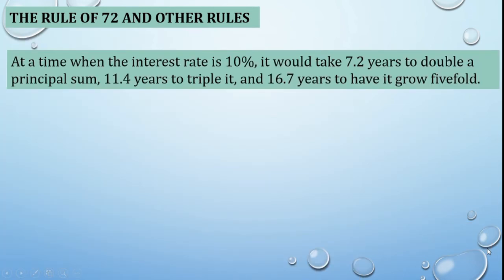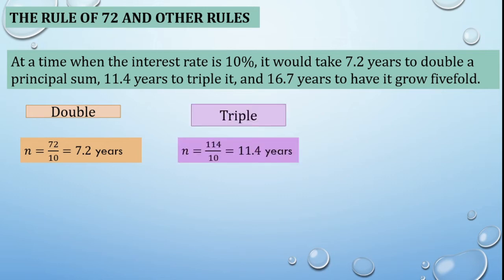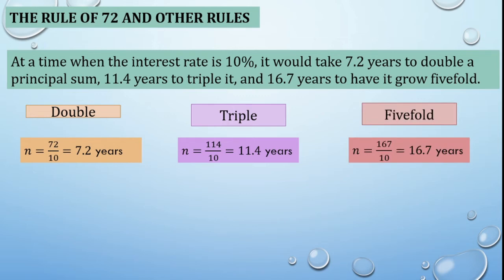To illustrate, at a time when the interest rate is 10%, it would take 7.2 years to double a principal sum, 11.4 years to triple it, and 16.7 years to have it grow fivefold. These are the rules to double, to triple, and to increase the amount fivefold.